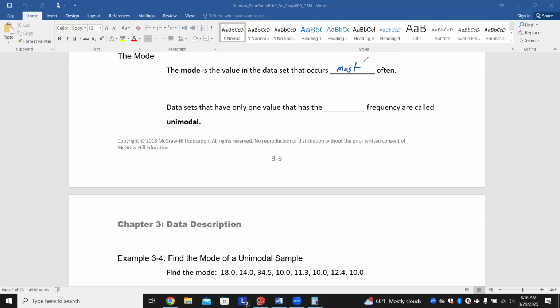Data sets that have only one value that has the greatest frequency are called unimodal. So typically, if the mode is the most frequent value, it's usually unimodal because it has that one high point of values. All right. So let's look at an example here.